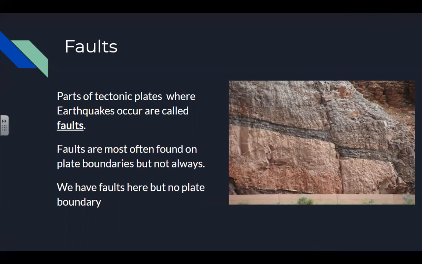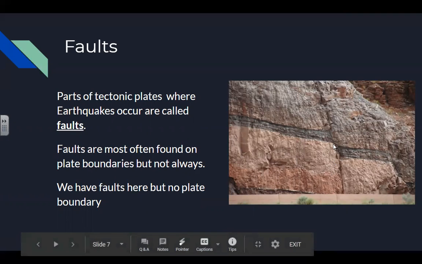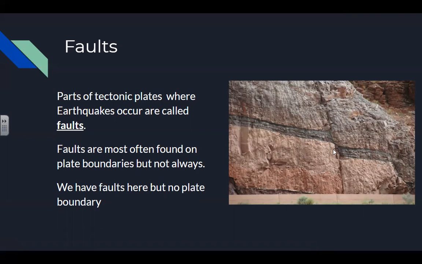So can we see the fault here in this image? We can see the fault in this image, right? Here's the fault, this crack right here. Here is a stratum, a layer of rock that used to be one piece. And then as the fault shifts, we can see the difference between the two sides of the fault.